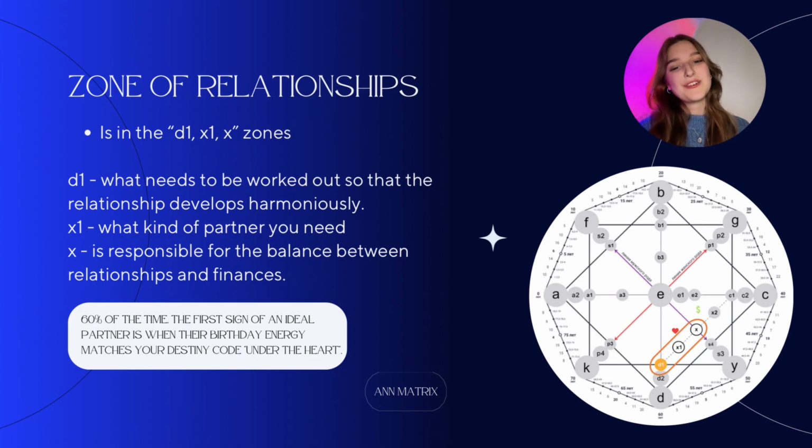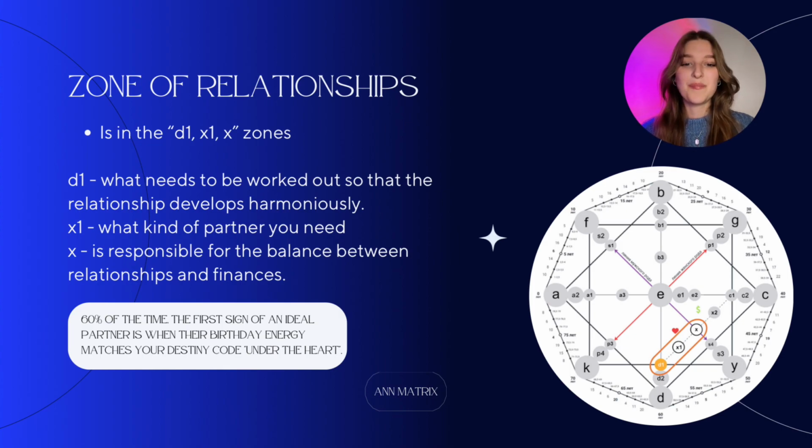The following energy in the middle of the relationship zone under the heart sign will tell you what kind of partner you need. If the energy is positive, then your partner will correspond to the description from this zone. However, if the energy is in the minus, is negative, then the partner will be a complete antipode.